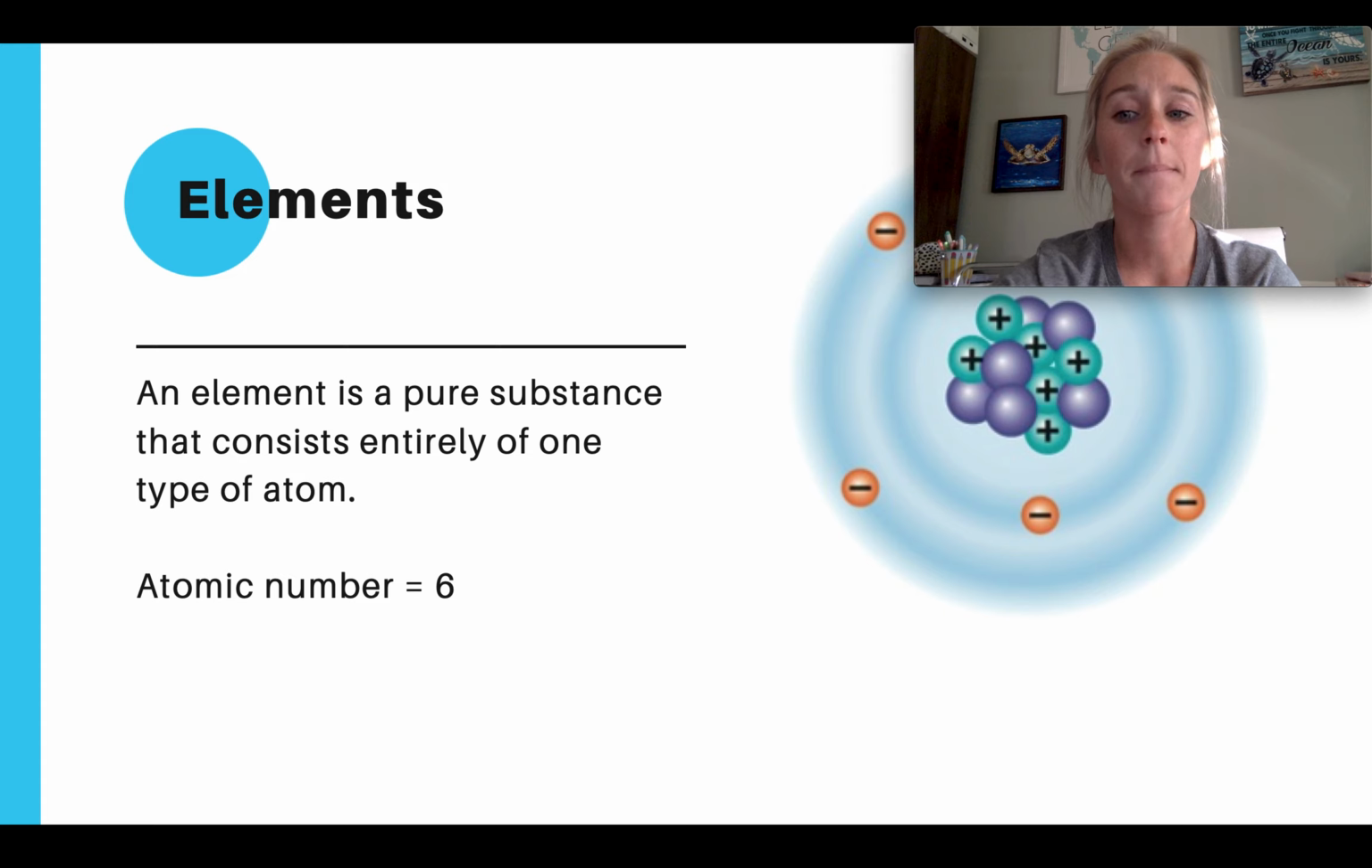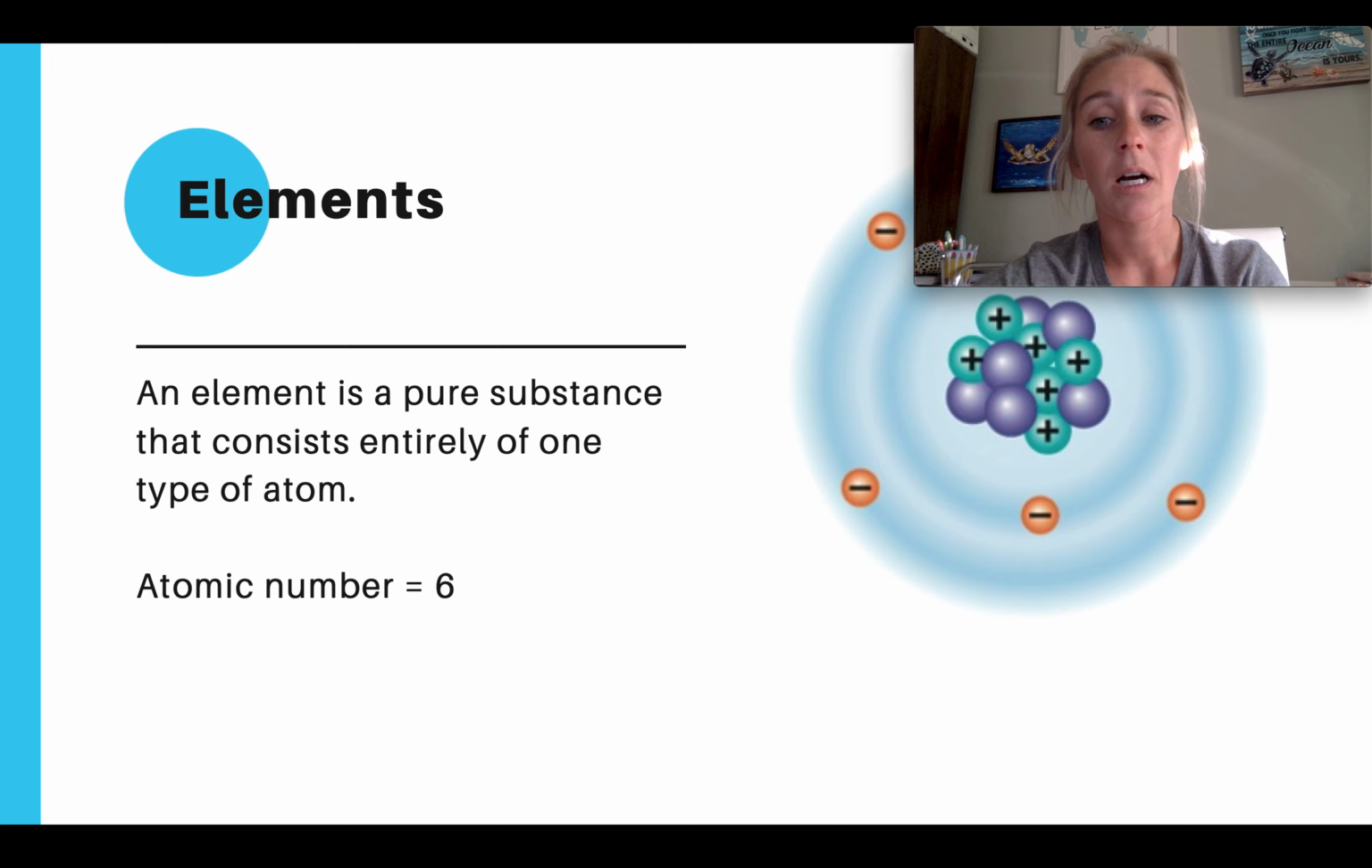The atomic number is the same as the amount of protons in the nucleus. So here our atomic number is 6. Now elements are pure substances. They only take up one type of atom, but there are different forms of them. The mass can be determined by adding the number of protons and neutrons. So here, if you added the 6 protons plus 6 neutrons, you would get a mass of 12.